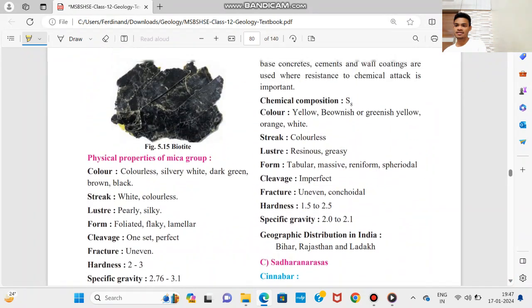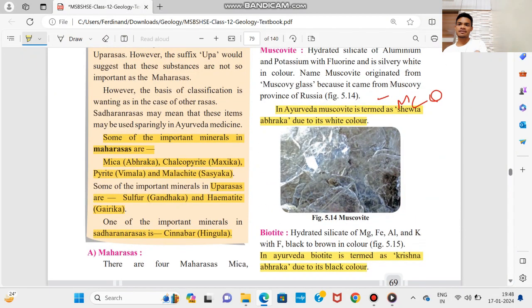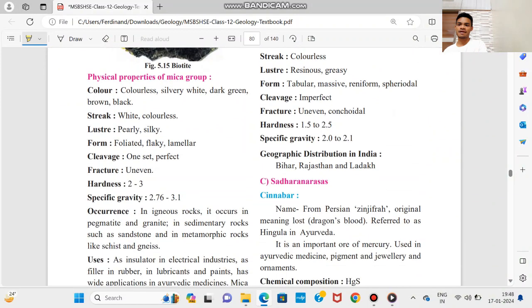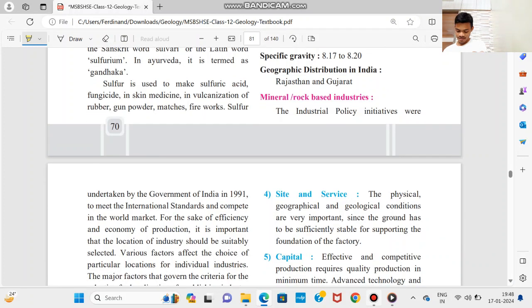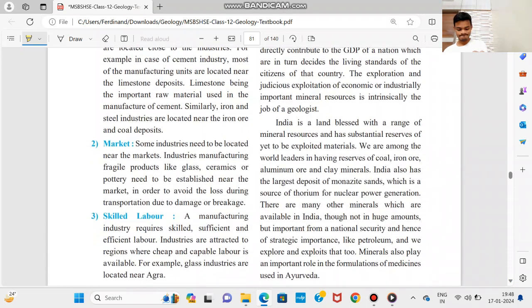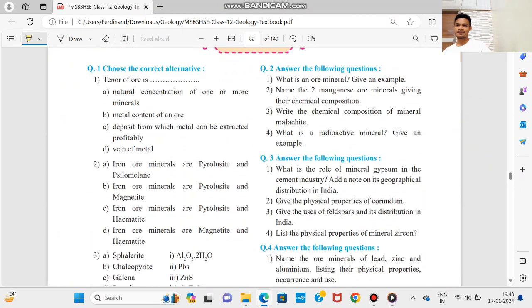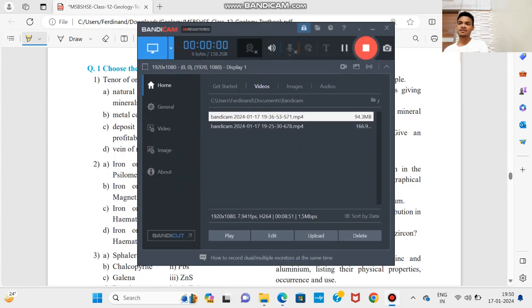Second is your Uparasas, which comes as sulfur and hematite. Hematite is not given, but you have to know it's sulfur and hematite. Then is Sadharana Rasas, cinnabar. Then is mineral rock industries. Then you come down, just a brief discussion about everything and then the summary. And then we move to the exercise part.